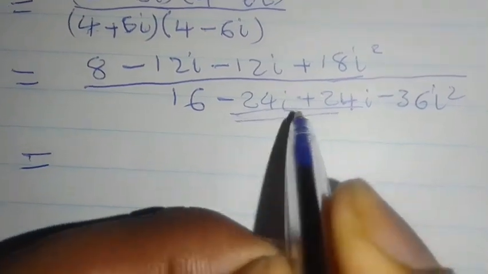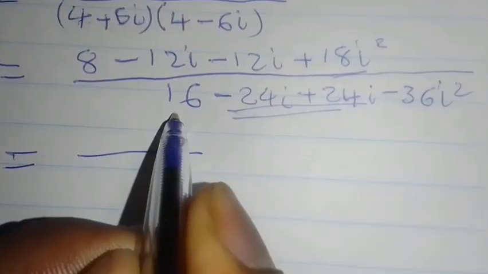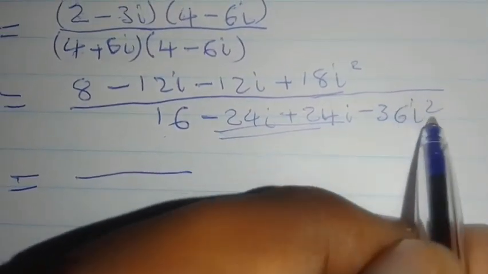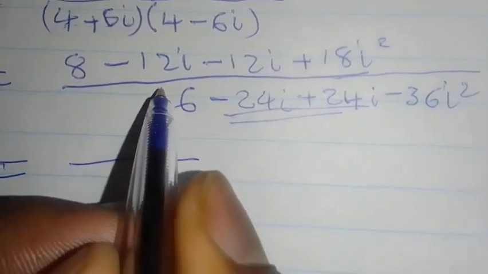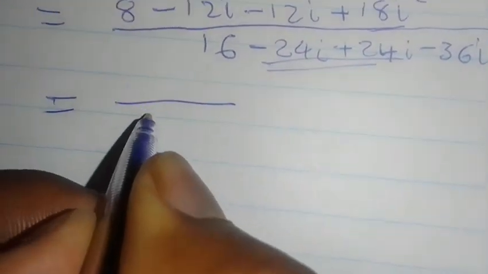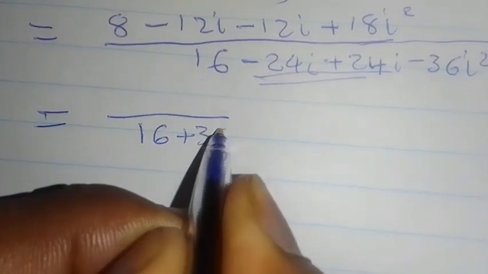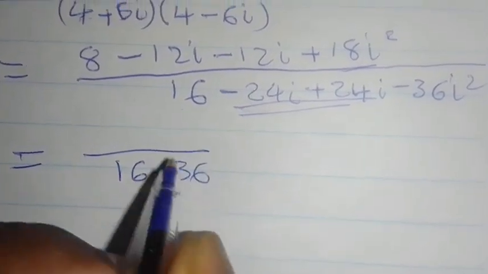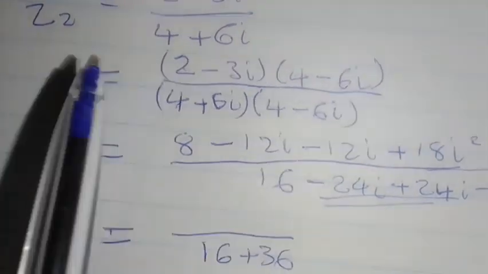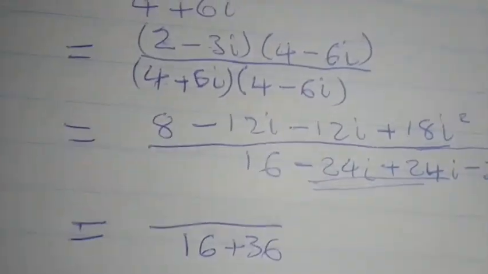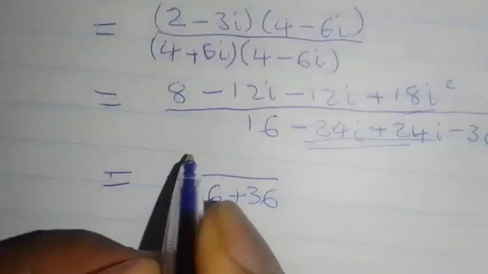Now those two will cancel. Then you have 16, and remember i squared is minus 1. Minus 1 by negative 36 is just going to be positive 36. So you'll end up with 16 plus 36. Now you see I got rid of the imaginary part in the denominator. So that's the whole point where we multiply by the conjugate. And then in the numerator you collect the like terms.